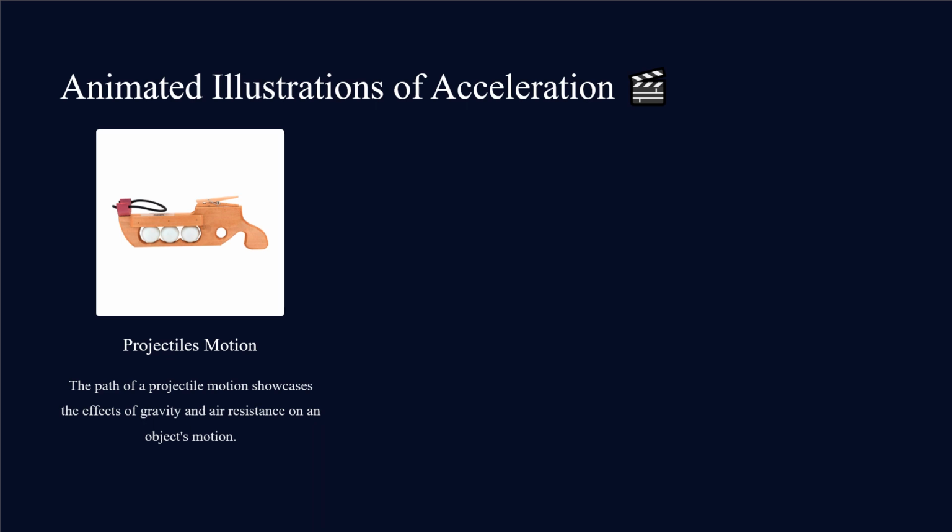If we talk about illustrations or examples of acceleration, the first one is projectile motion. The path of a projectile showcases the effects of gravity and air resistance on an object's motion. So whenever we talk about projectile motion, first, there is the effect of gravity. Second, the air resistance will affect the acceleration of an object.